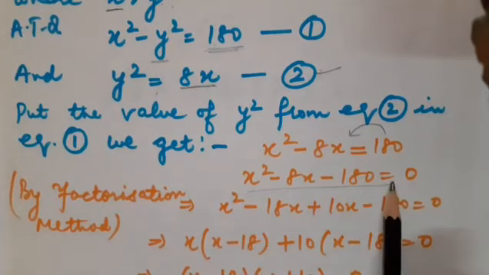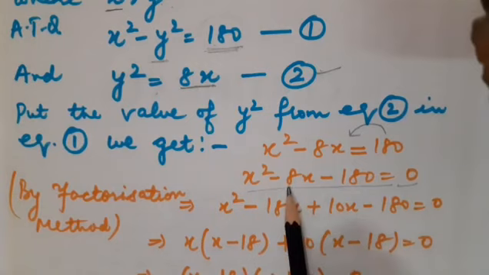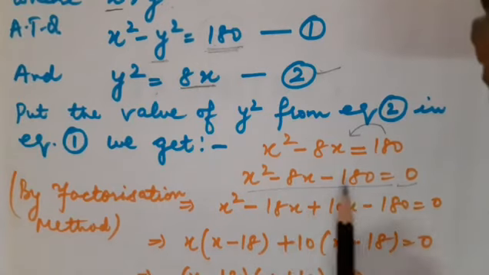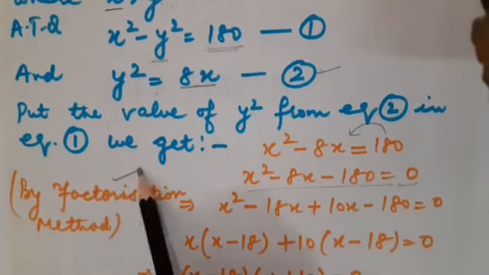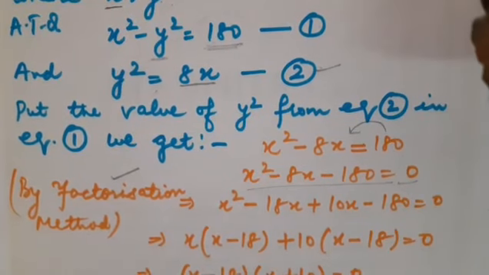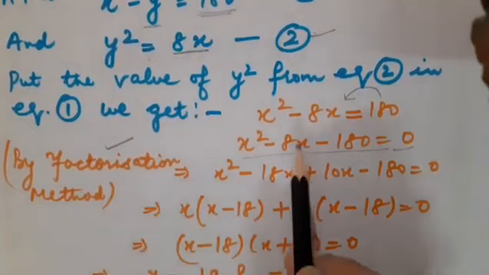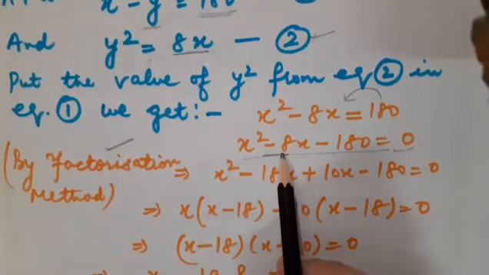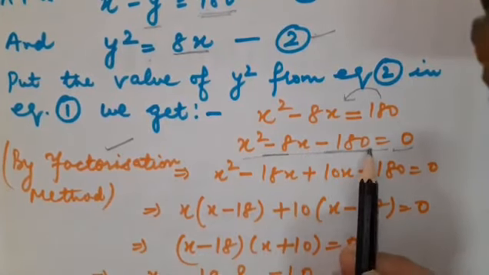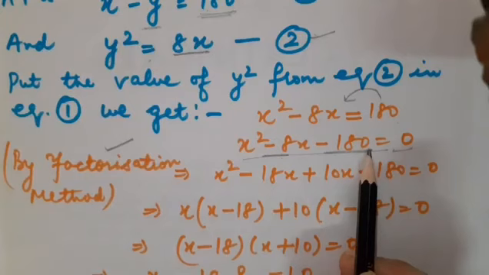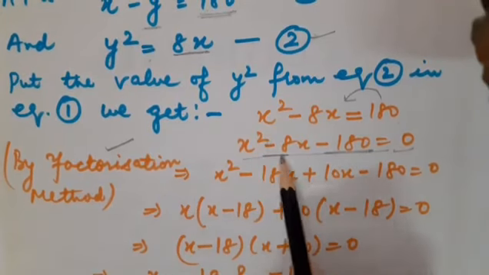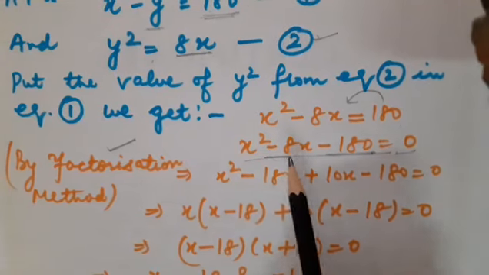Now it depends on you. Either you want to solve this quadratic equation by completing the perfect square method, or by quadratic formula, or of course the most popular method, that is factorization method. It depends on you. So children, I am going to adopt the factorization method. The sum I want as minus 8 and the product I want as minus 180. So I am going to split the middle term in such a way that the sum should be minus 8 and the product should be minus 180.